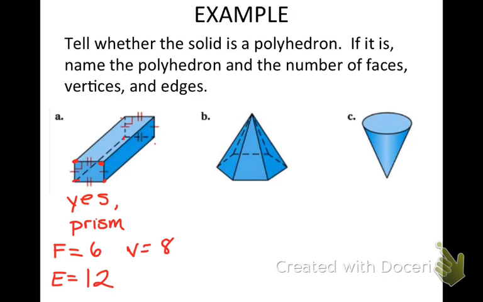B, is that a polyhedron? Yes. Prism or pyramid? It's pyramid, right? Does everybody see why it's pyramid? Meaning at a point. Okay, how many faces do we have? 7. So the easiest way to do it is count how many sides your base has. 1, 2, 3, 4, 5, 6. So that means there's 6 all the way around. And add 1, the one on the bottom, so 7.